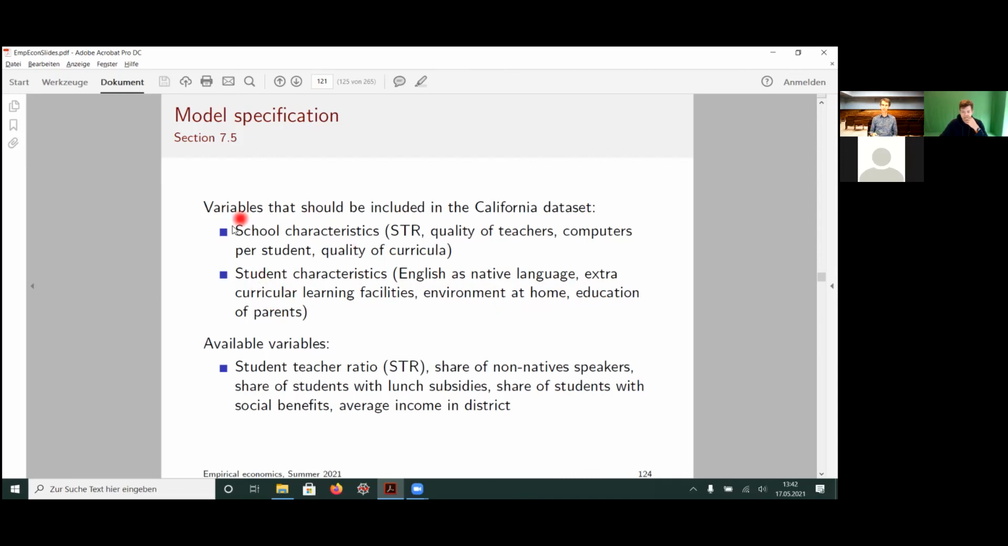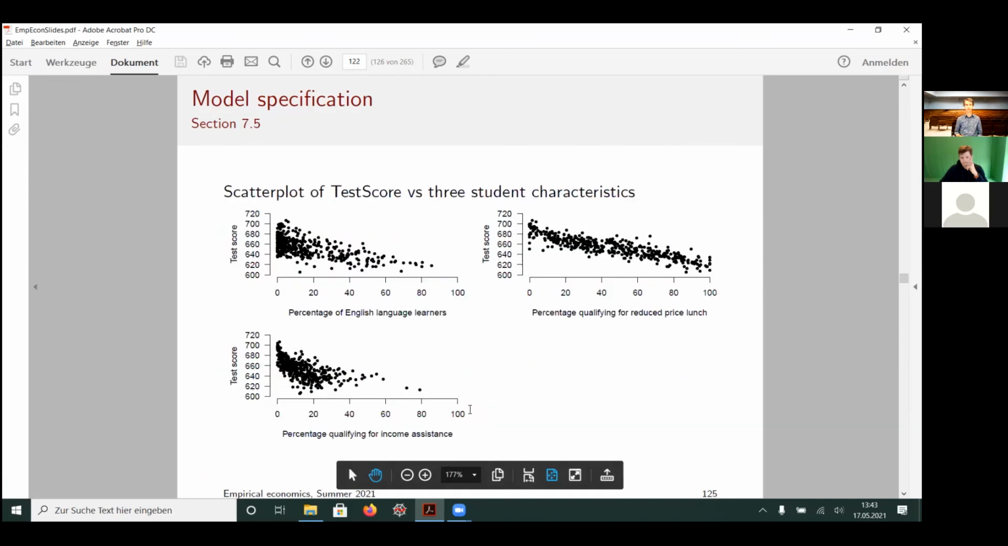So that's already a first idea to group the variables into certain groups. And then we look at the data, which variables are actually available. In the California data set, we have the class size, student-teacher ratio. We have, for instance, the share of non-native speakers, percentage of English learners. There are other variables. If you look at the data set, for instance, the share of students which receive lunch subsidies or social benefits, or the average income in a district. And we might then look at scatter plots of these variables and the test score, and we can see that there's a strong relationship if we have the percentage of English learners, if we have the percentage of reduced price lunch receivers, or the percentage of students from families that are qualified for income assistance. And then we set up different models.